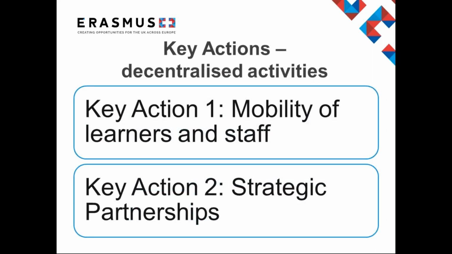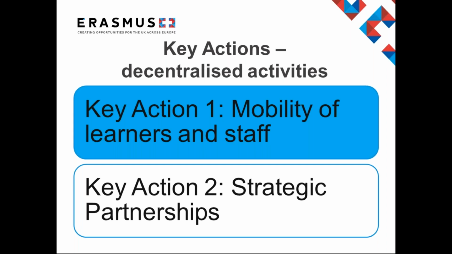So on screen now are the key actions that you can apply for under higher education. So you have Key Action 1 for mobility of learners and staff, and Key Action 2 for strategic partnerships. For higher education, both of these key actions are managed by the British Council. British Council also manages Key Action 1 for schools and Key Action 2 for youth. However, in this recording, I'm just going to focus on Key Action 1, opportunities for education, which focuses on mobilities between programme countries.